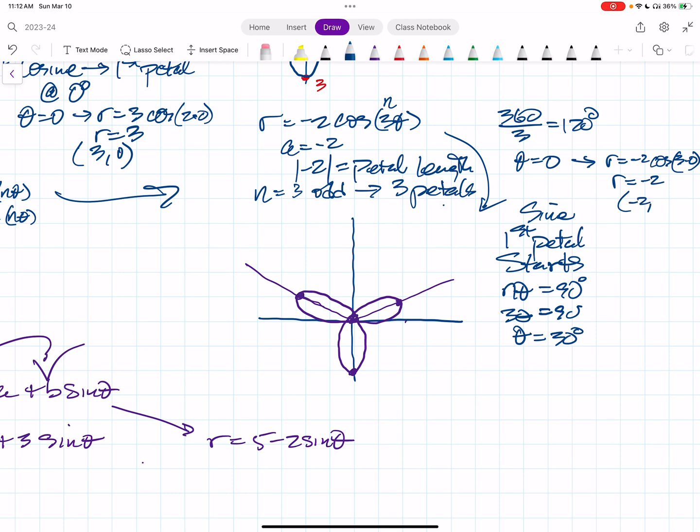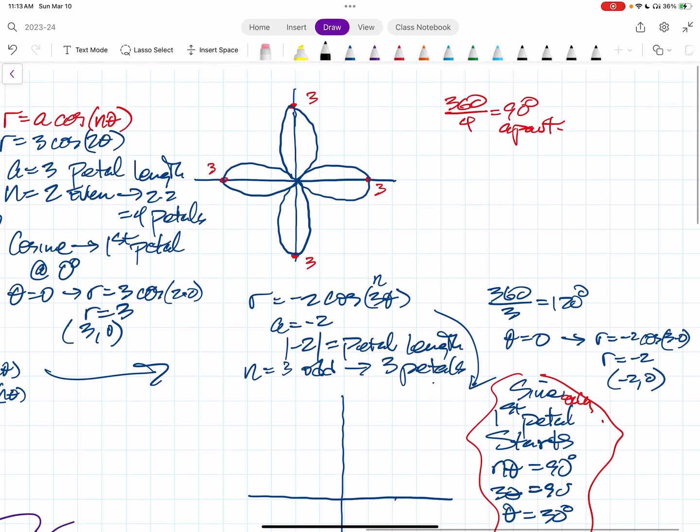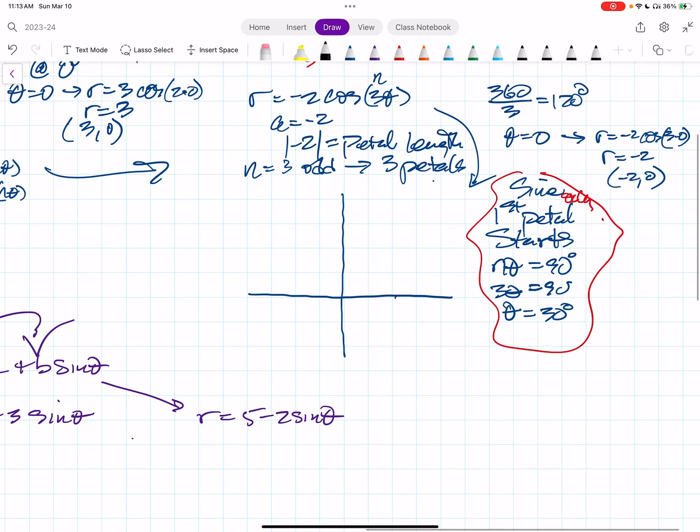So negative 2 comma 0 is on the graph. All right, so I made a little mistake here. I was thinking sine function. Sometimes you get things mixed up. If it's sine, then the first petal starts at n theta equals 90. That's for sine only. So let me put that down right here. This is for sine only. So I should take this and just move it off to the side. Now cosine here starts on the x-axis. So that's what I did earlier. So at negative 2 comma 0, yeah, here we go.